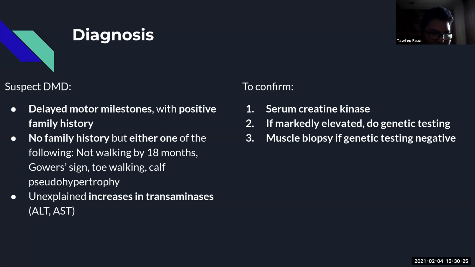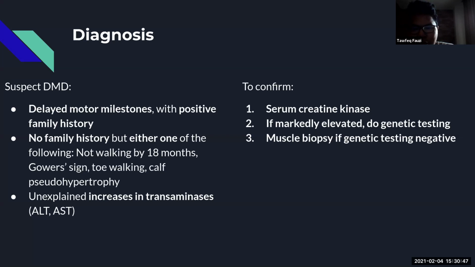The next one is no family history, but any one of the following signs: not walking by 18 months, Gower's sign, toe walking, or calf pseudohypertrophy. And the last one is unexplained increases in transaminases, because these are enzymes present in the muscles.